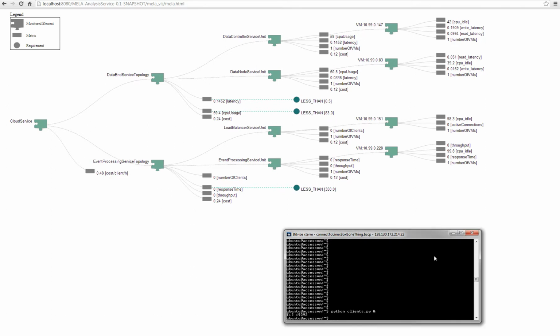After starting the clients, the response time gradually increases. The workload which we use is repetitive and consists of varying the number of requests in a Gaussian pattern.